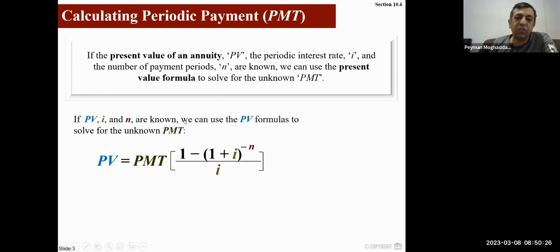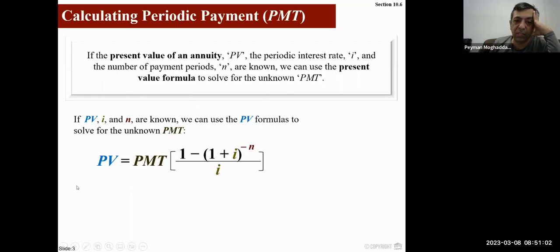In some questions, sometimes they ask you for the amount of payment. So basically, they give you present value, they give you n, and they give you i. They will ask you for what's PMT. So in this lecture, we're going to discuss how to calculate the payment if the present value of the annuity PV, the periodic interest rate i, and the number of payment periods n are known. If these are known, we can use the present value formula to solve for the unknown PMT.